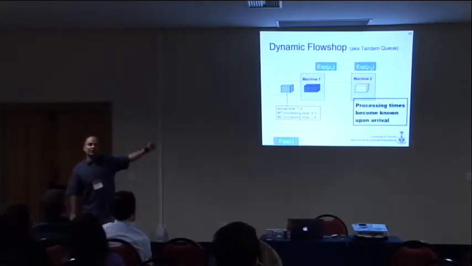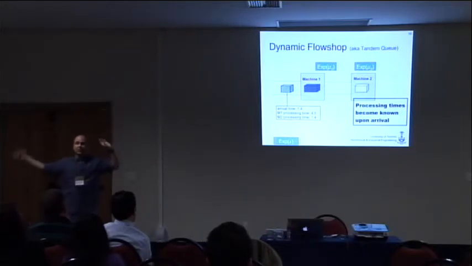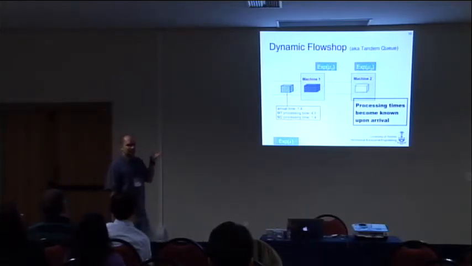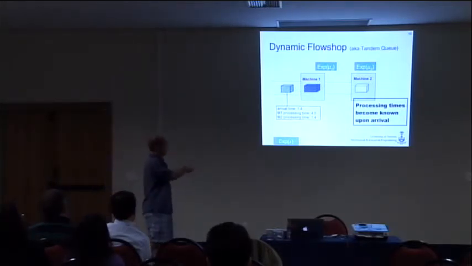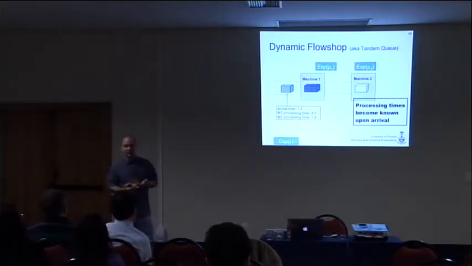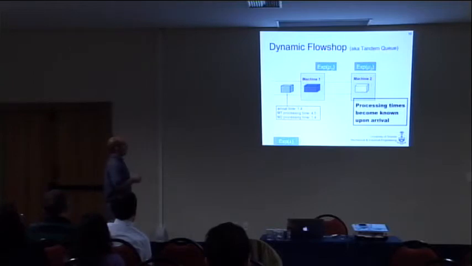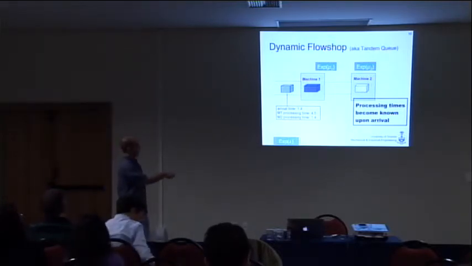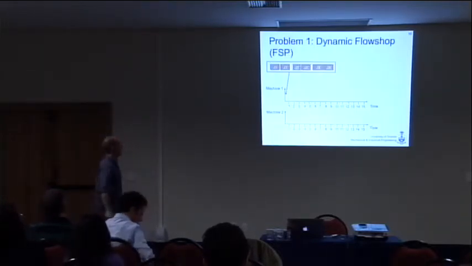This is what queuing theorists look at and run screaming from the room, because we're going to make the assumption that when the job arrives, as you've been seeing, we know what the processing time is going to be before we start processing. In the queuing literature, this is called a tandem queue, but typically they don't allow us to do this.